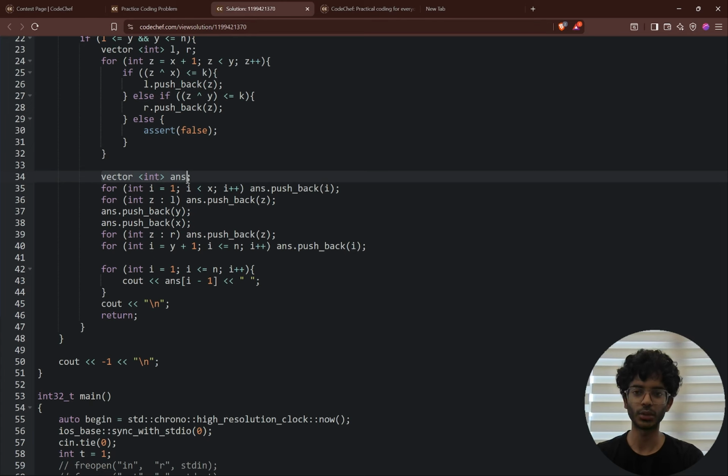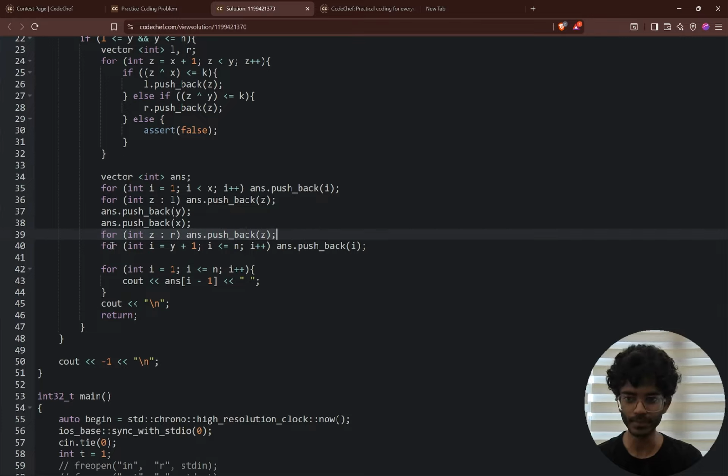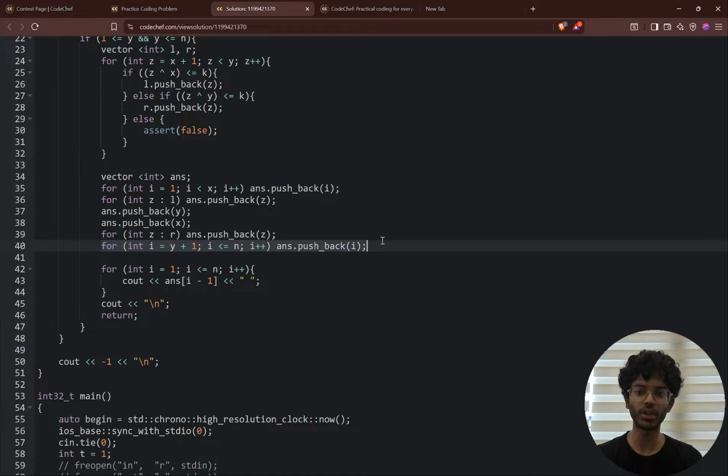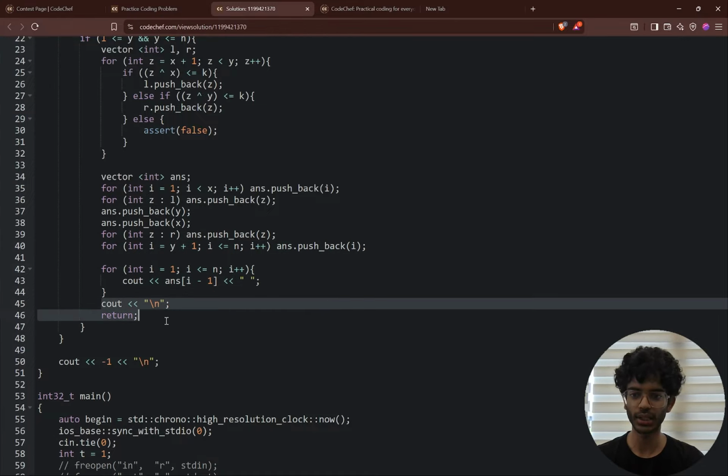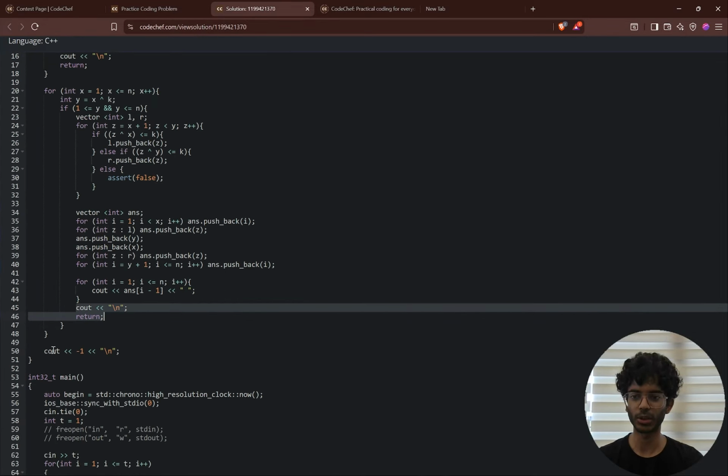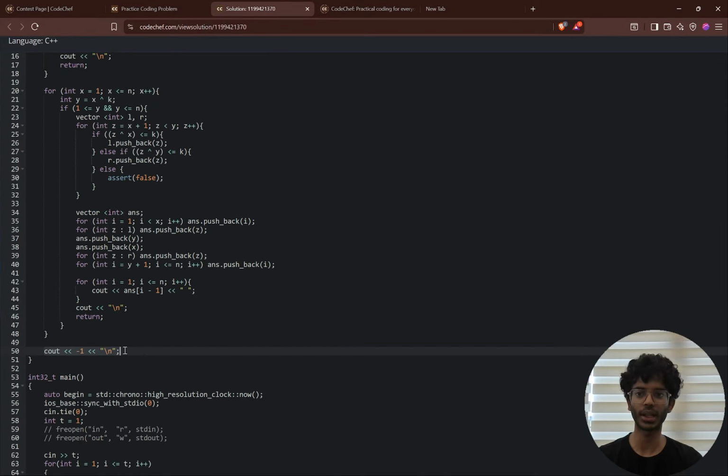Now we'll create an answer array. So we'll push in all the elements from 1 to x minus 1. Then we'll put in the whole array L. Then we'll put y and x. Then we'll put the whole array right. And then we'll put in all the elements from y plus 1 to n. In the end, we'll just print our answer and return. So that's pretty much the whole solution in C++. And if you're not able to find any element, we'll just print -1. The time complexity is big O of n.